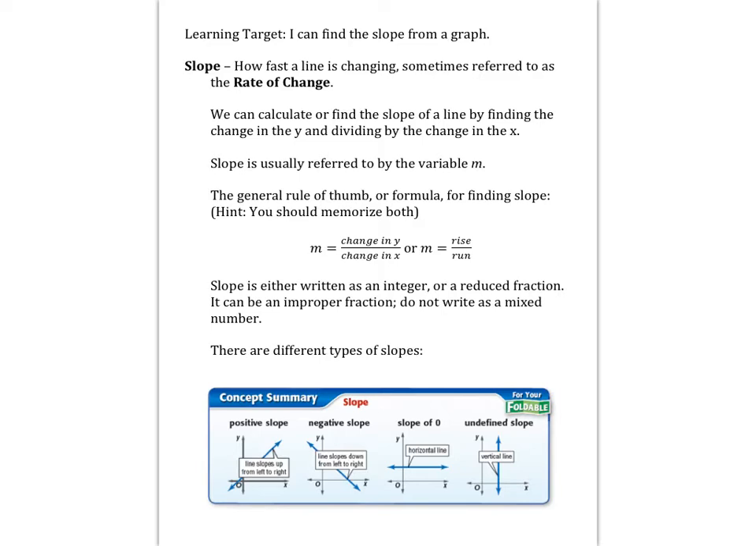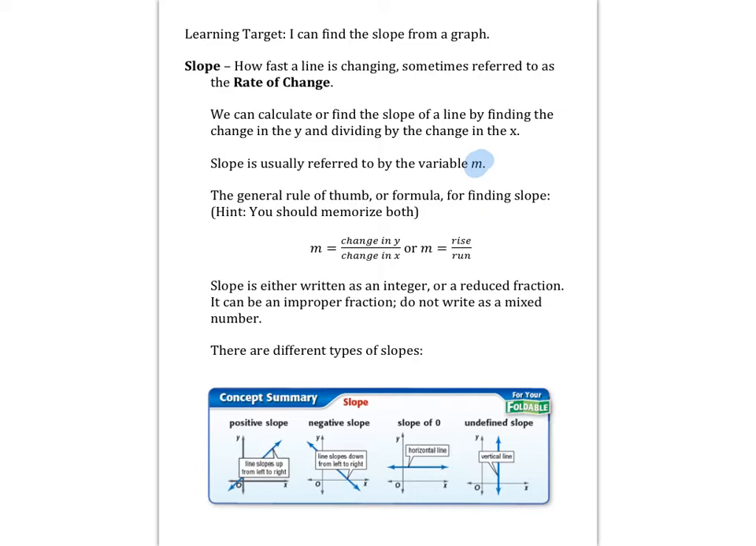Slope is usually referred to by the variable m, and it's really important that you know that and remember that. So m will represent slope. The general rule of thumb or formula for finding slope, and it's a good idea if you can memorize this, is that m equals the change in y divided by the change in x. And that division bar or that fraction bar really just means division.